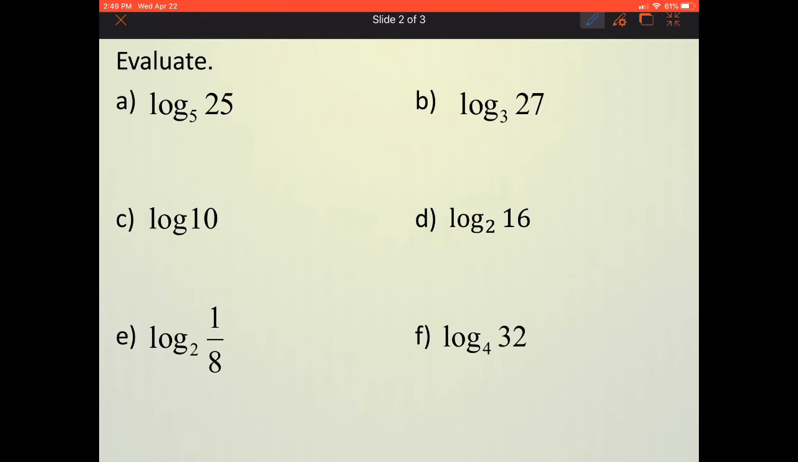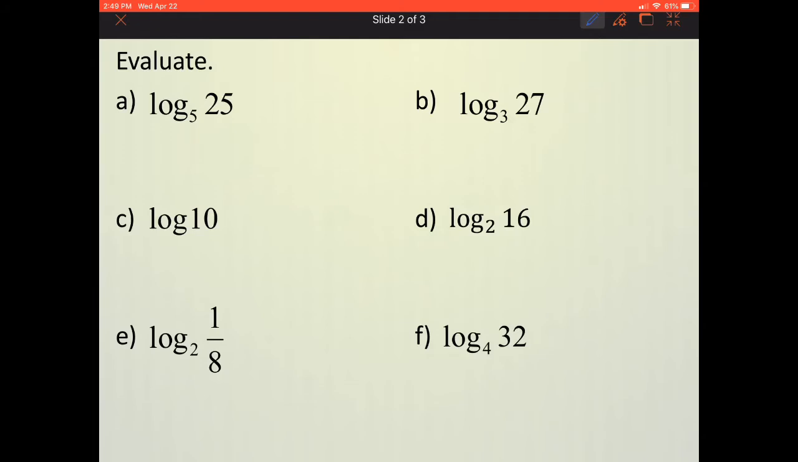All right, so we're going to evaluate again, and some of these we're going to evaluate without the calculator just because it's going to be faster, and some of these we're going to use our calculator, and that's completely fine, and I'll show you how to do it if the base is something other than 10 or E, because it's not a button. We'll have to go into a different menu to find it.